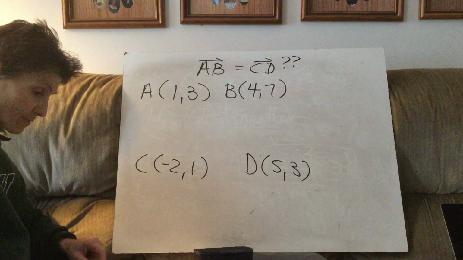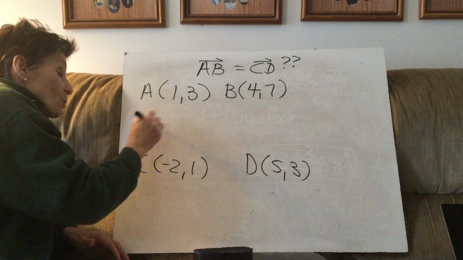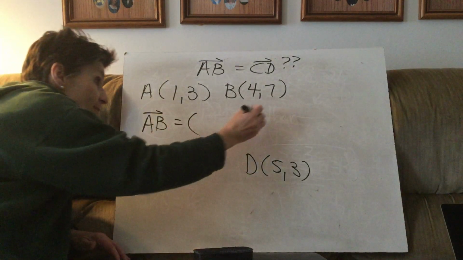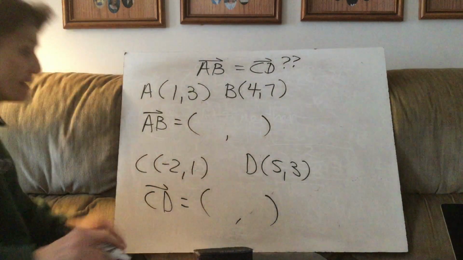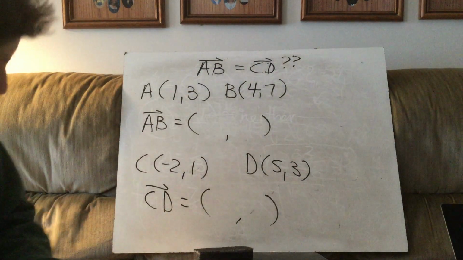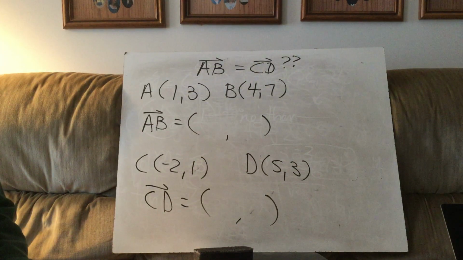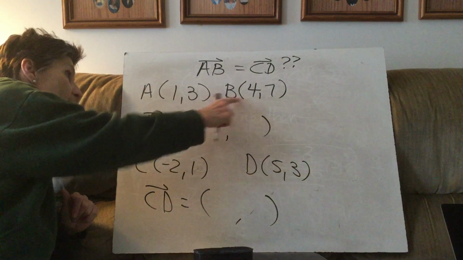Is that true? Are they equal? Now, we can't answer the question until we find the coordinates. So let's go ahead and find the coordinates of each vector, and then we'll know. Because if these are the same, then yes, they are equal. If they're not the same, then no, they are not equal. So what are the coordinates from point A to point B?